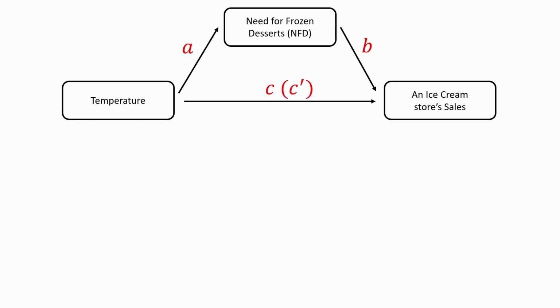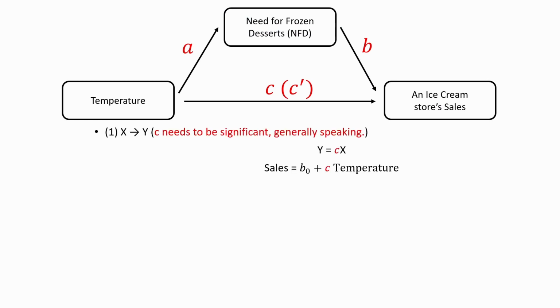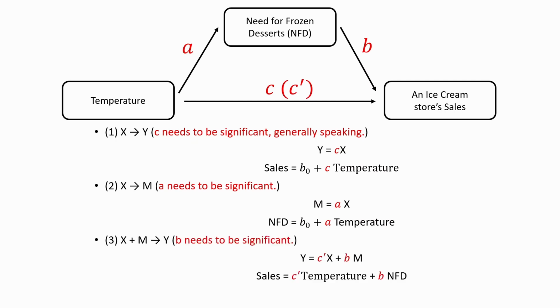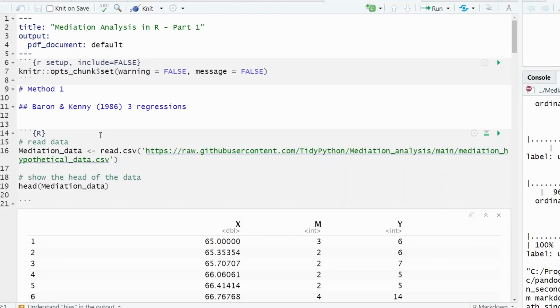So for this example, we need to have 3 regressions. We regress the sales on the temperature. That's the first regression. We regress the need for desserts on the temperature. That's the second regression. And then we regress the sales on the temperature and need for desserts. That's the third regression. Okay, now I'm going to jump to R to show you how we can do these 3 regressions. This is the R code I wrote as an R Markdown.